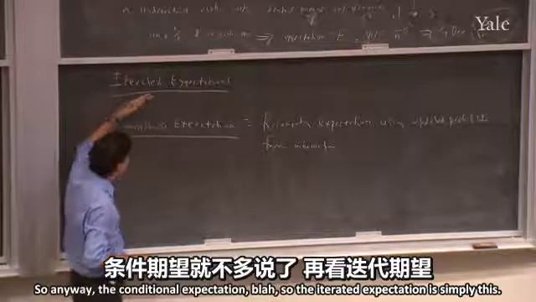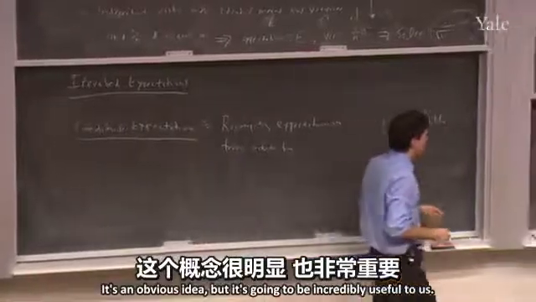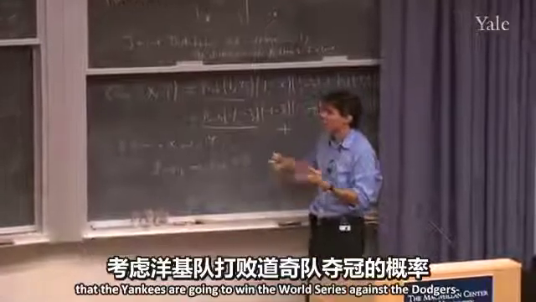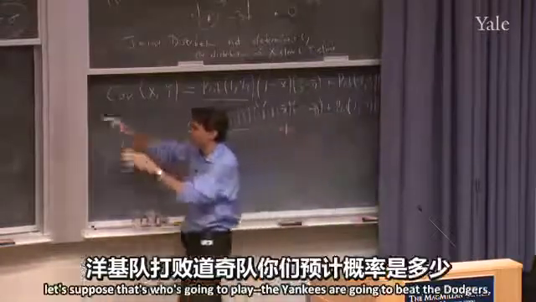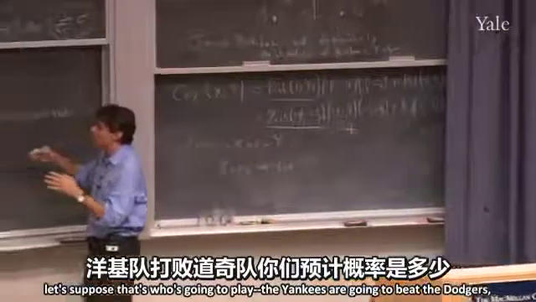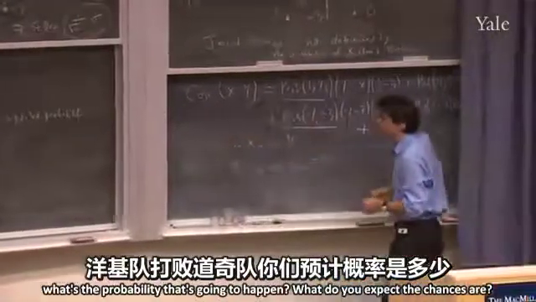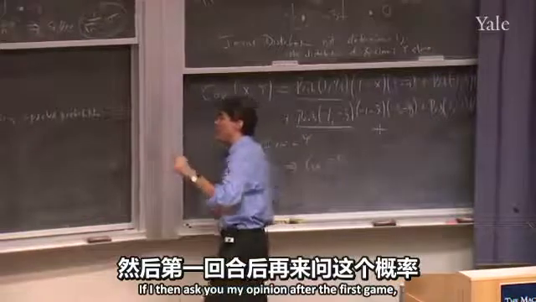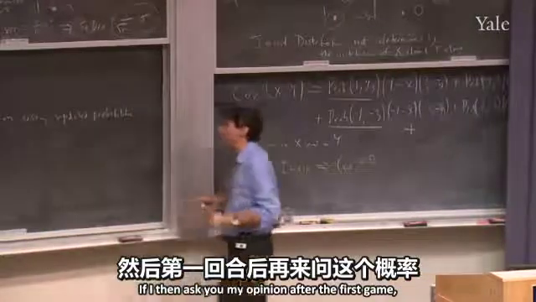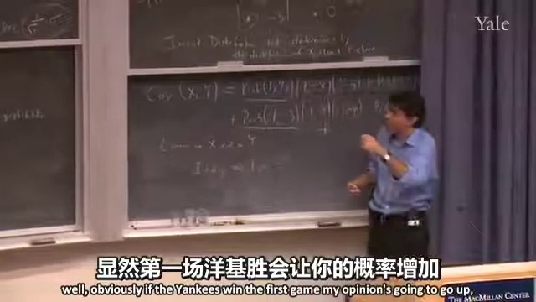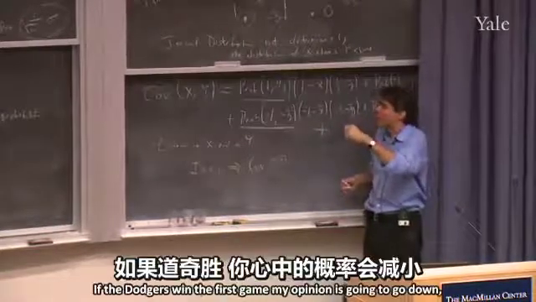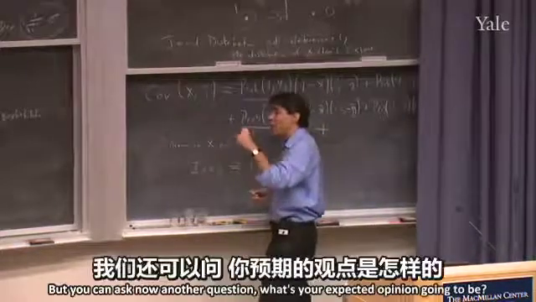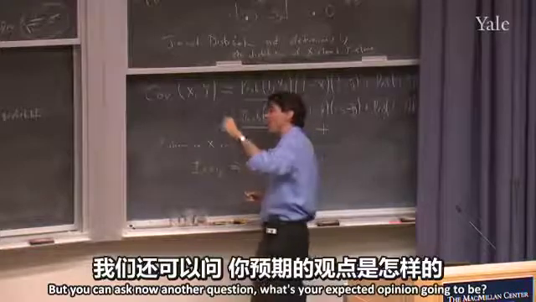So the iterated expectation is simply this. It's an obvious idea, but it's going to be incredibly useful to us. It says, if you ask me what are the chances that the Yankees are going to win the World Series against the Dodgers, let's suppose that's who they're going to play, what's the probability that's going to happen? What do you expect the chances are? If I then ask you my opinion after the first game, well, obviously if the Yankees win the first game, my opinion's going to go up. So I'm going to have a different opinion. If the Dodgers win the first game, my opinion is going to go down. But you can ask now another question. What's your expected opinion going to be?